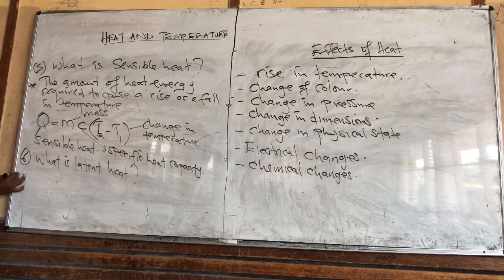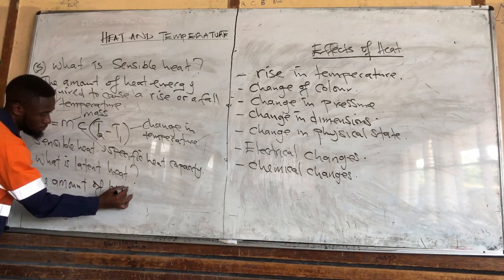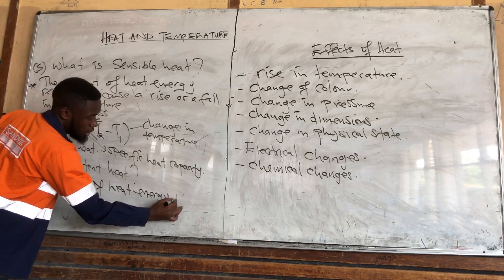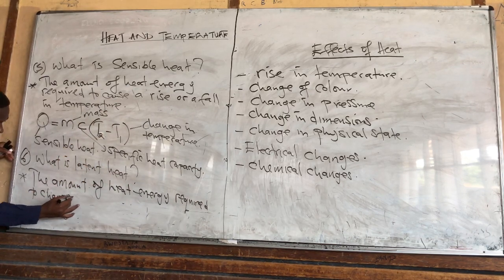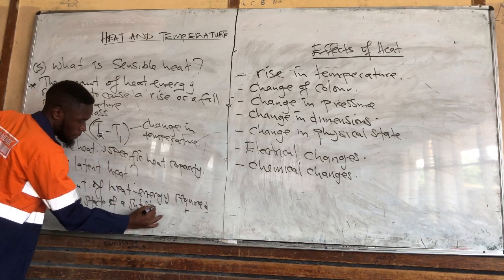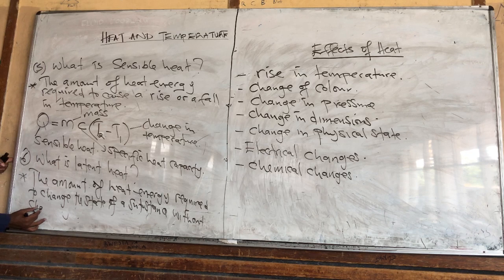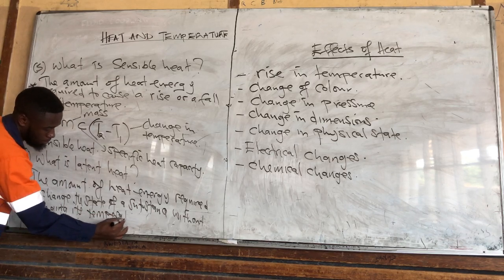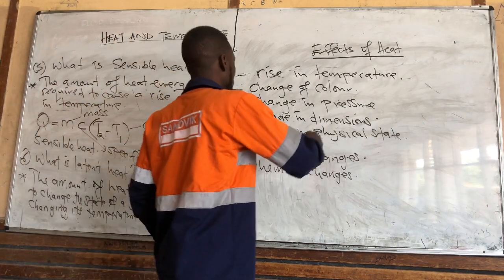The amount of heat energy required to change the state of a substance without changing its temperature. Okay. So this is just the amount of heat energy required to change the state of a substance without changing its temperature. That's what we call the latent heat.